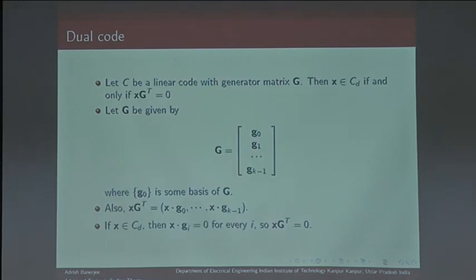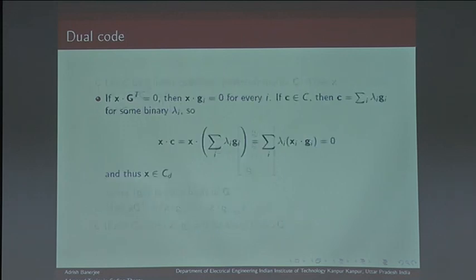Now, what I wrote here is X belongs to this dual code if and only if X G transpose is 0. So, if X belongs to the dual code, this is true, and if this is true, then X belongs to the dual code. Basically, that's what is meant by if and only if. It holds both ways. So I have shown you if X belongs to the dual code, then this condition holds. Now let's see if this condition holds, then X belongs to the dual code.